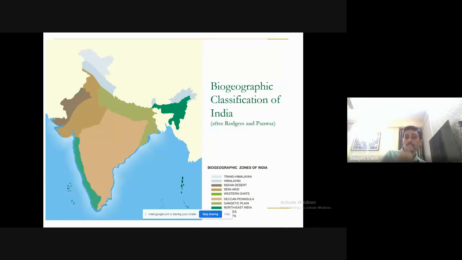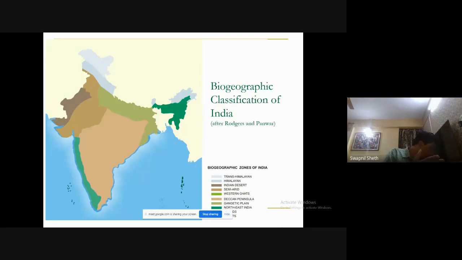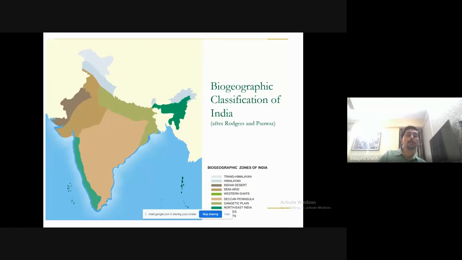Rodgers and Panwar have developed this mechanism of biogeographic zones of our country, and these are 10. So: Trans-Himalayan region, Himalayan region, Indian desert, semi-arid, Western Ghats, Deccan Peninsula, and so on. This is how these biogeographic zones decide the characteristics present in that ecosystem, the type of rainfall and the vegetation present, and maybe the language, the food style, the transport, and other things, because all these things work according to the climatic system. That is why in different regions, different food products and different diseases are evident. So these biogeographic zones are at the base of biodiversity.